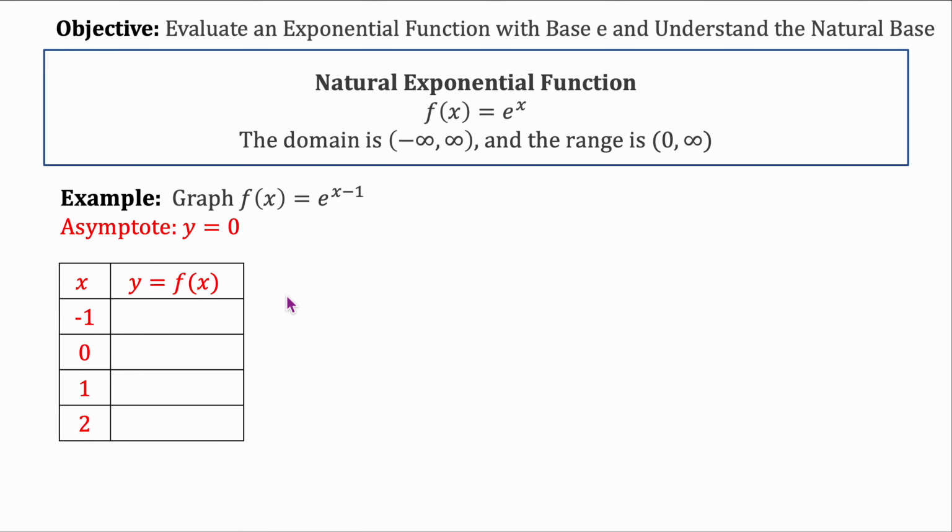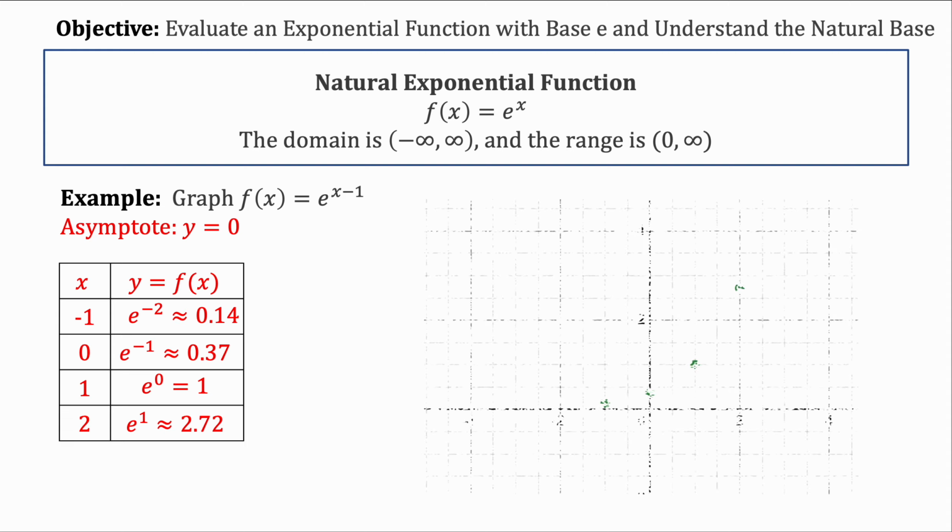If we plug some numbers in so we can see how that function goes from left to right, I've plugged in -1, and I got e to the -2, which is approximately 0.14 when rounded to 2 decimal places. If you plug in 0, you get e to the -1, which is approximately 0.37. If you plug in 1, you get e to the 0, which is 1. If you plug in 2, you get e to the first, which is approximately 2.72.